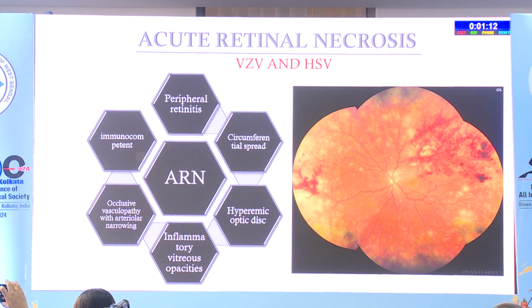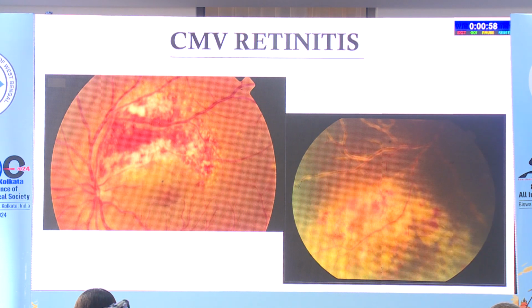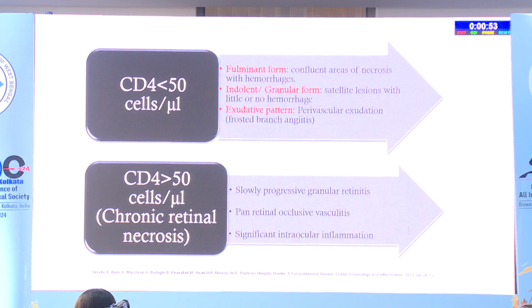The patient is still in the ward. This was caused by VZV infection and is a peripheral lesion. PORN is another type of retinal necrosis. It starts from the center to the periphery. Vessels are not involved. And this is CMV retinitis, the classic pizza-pie appearance with vasculitis.